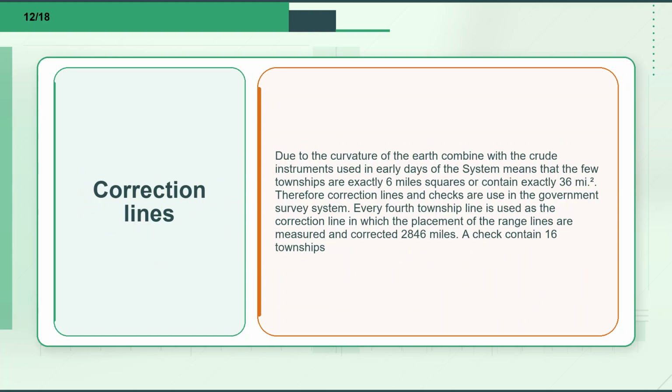Flashcard 12. Term: correction lines. Definition: the curvature of the earth, combined with the crude instruments used in the early days of the system, means that few townships are exactly 6-mile squares or contain exactly 36 square miles. Therefore, correction lines and checks are used in the government survey system. Every 4th township line is used as the correction line, in which the placement of the range lines is measured and corrected every 24 miles. A check contains 16 townships.